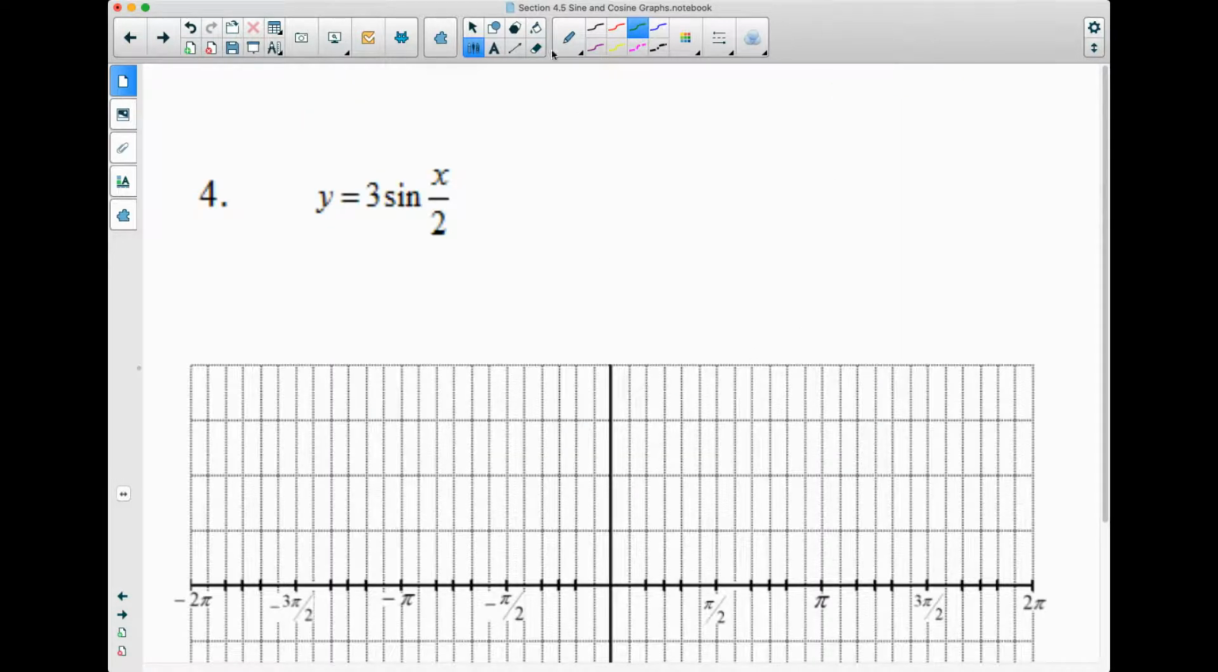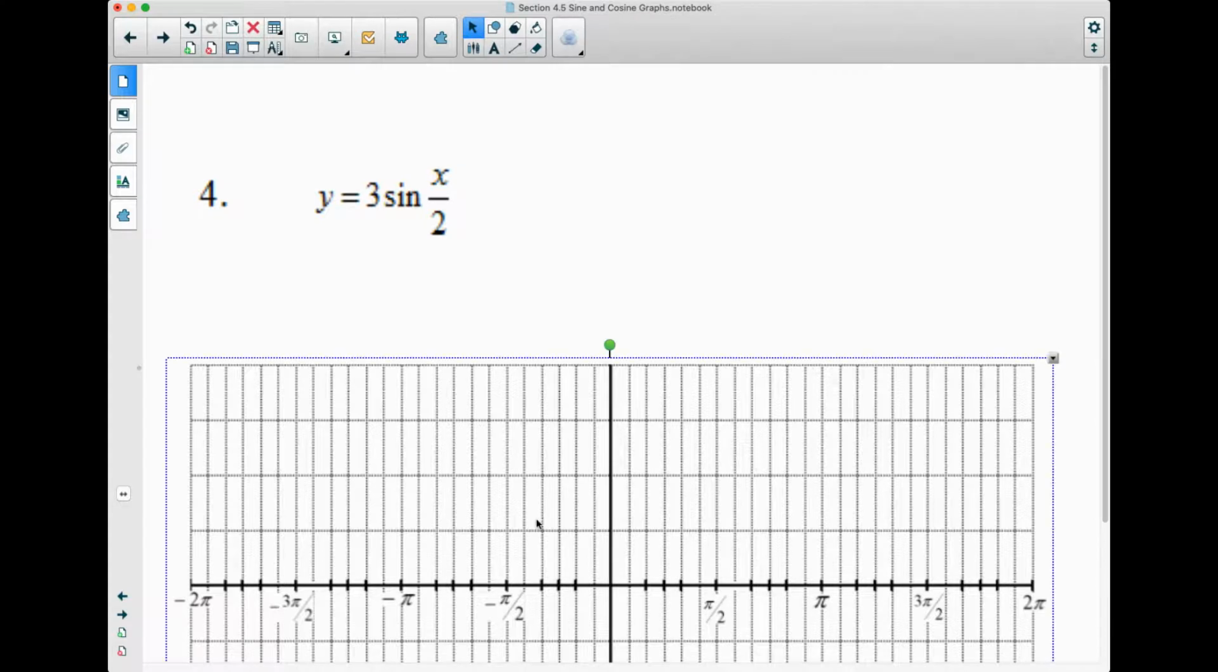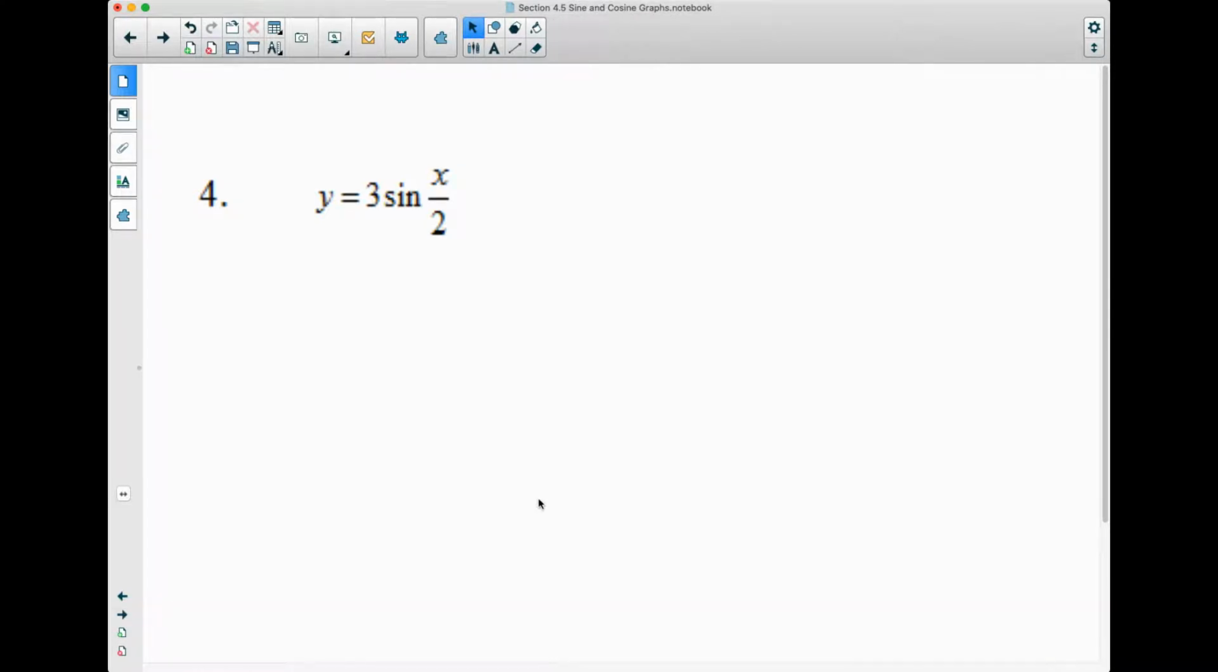All right, so let's check this one out. Don't set up your x and y axis just yet. You can set up your y axis, but not your x axis just yet.